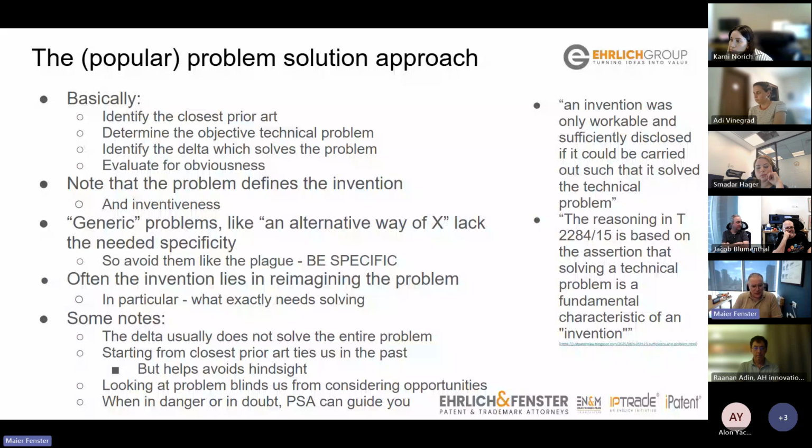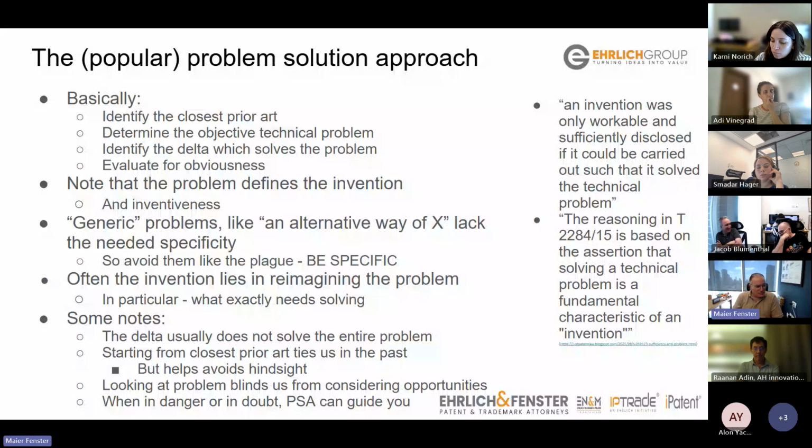In fact, a lot of times, the invention is in reimagining the problem itself, reframing the problem, and in particular, understanding what exactly needs to be solved. The whole thing needs to be solved, or just some particular part. And why is this especially important for IP? First of all, because this delta usually doesn't solve the entire problem. If you can identify what you want to solve, it's better.